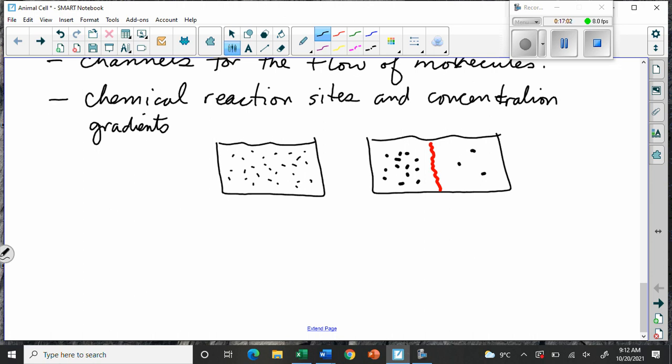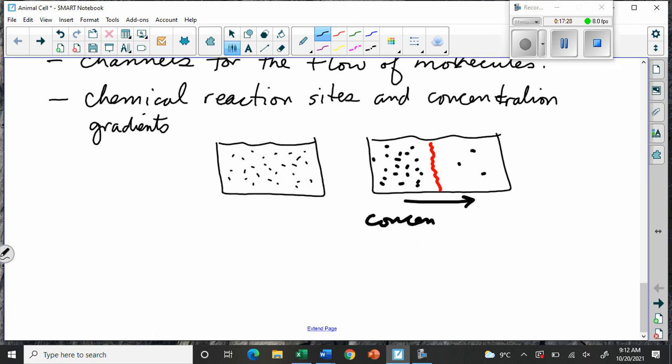But what happens is if you get a lot of stuff on one side and not on the other, there's sort of what we call, I guess you could say it's like a pressure. These molecules would like to even out the solution. They would like to sort of push their way over here, but the membrane is holding them back. And that creates a kind of a pressure. And that pressure is called a gradient. That's what we call it, a concentration gradient.